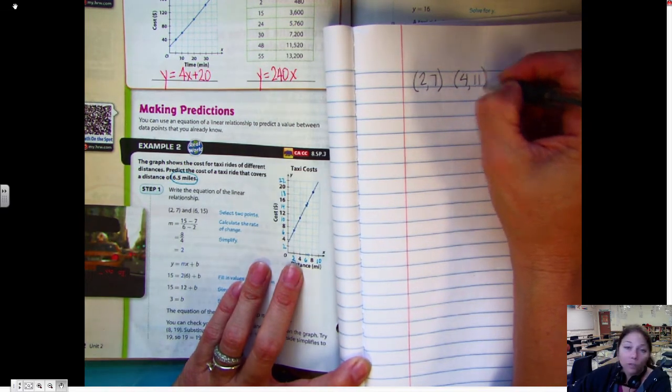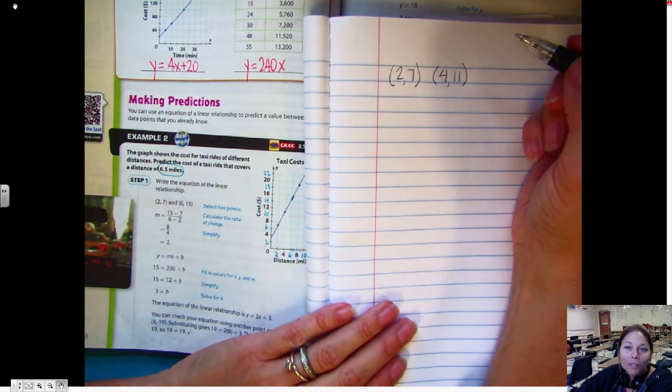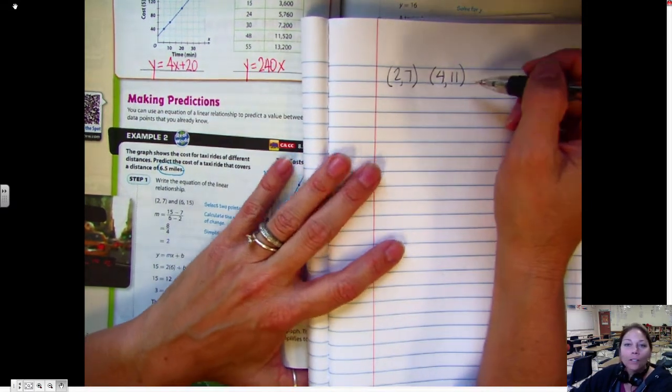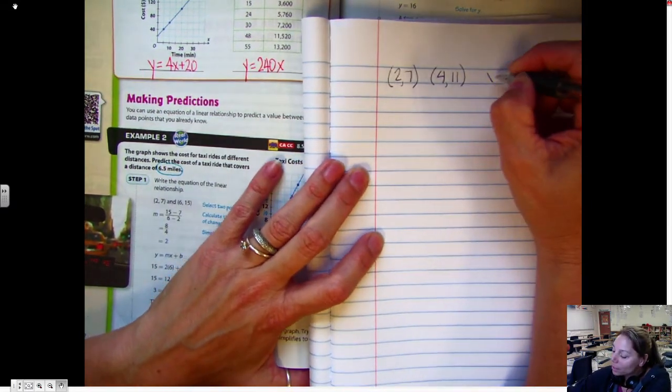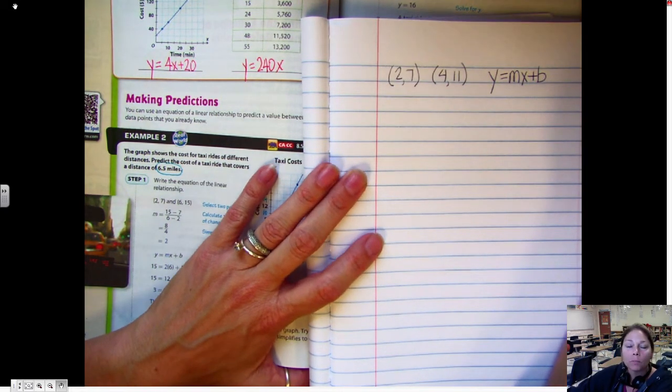Now again, I don't encourage this. I don't really like the way that this is laid out, but I'm going to go for it because it's one of our examples in our book. So the first thing that I want to do in order to write this as an equation is to recall the format I need to put it in, which is y = mx + b.